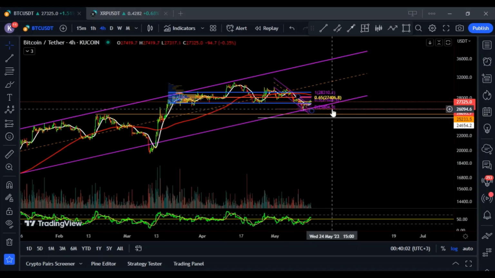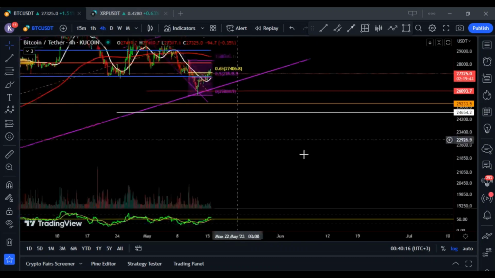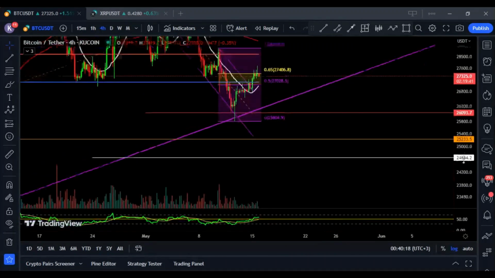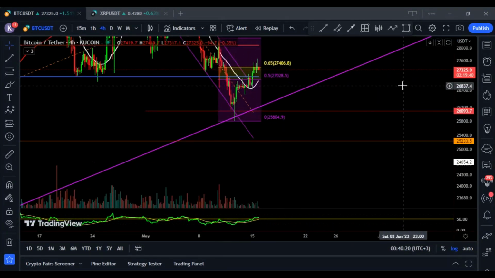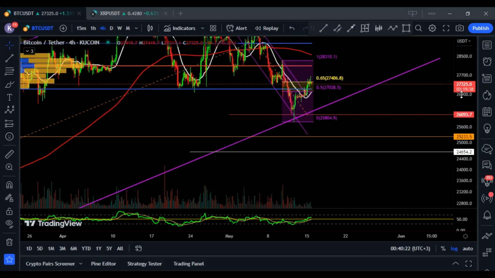So we've spotted our supports earlier, right? Those three levels are here: 24,650, 25,233, and 26. 26 is the 200 weekly moving average, the one that we actually wicked to, as you can see here, and pushed up. So this is a recap of what we did earlier.